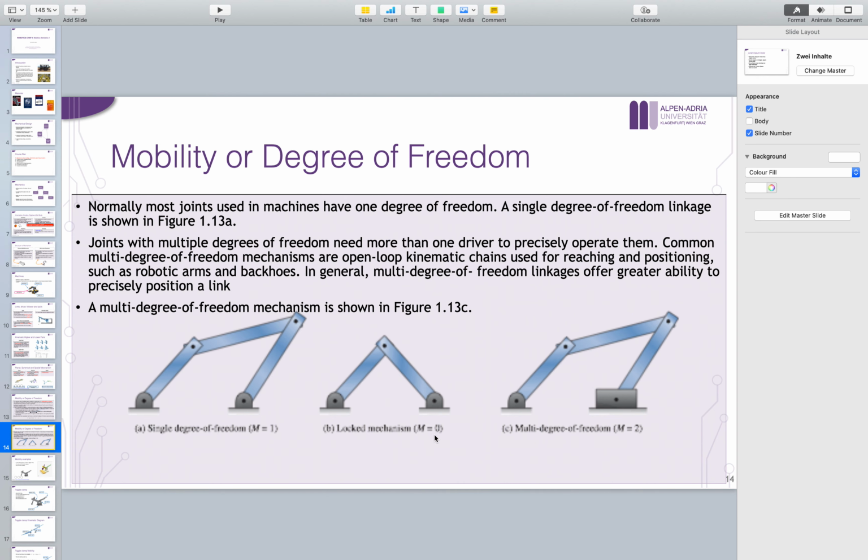Now this mechanism, if you calculate or estimate the mobility using our formula, then you will end up with 0, which actually makes sense, because I cannot move this mechanism at all. If I move this one, it will not move, or if I move this one, it cannot move. Now the third case has multiple degrees of freedom, which is here m equals 2.